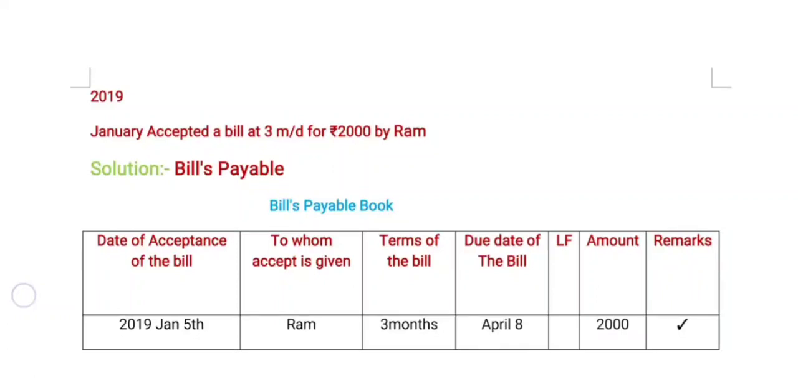Now coming to creditor, he is Ram. Now coming to terms of the bill, it is clearly defined in the problem. It is 3 months. Now coming to due date, we already calculated it in the working note. It is April 8th. Now coming to amount, the given amount is 2000. There are no remarks, so we can skip it. Then we are going to another transaction.